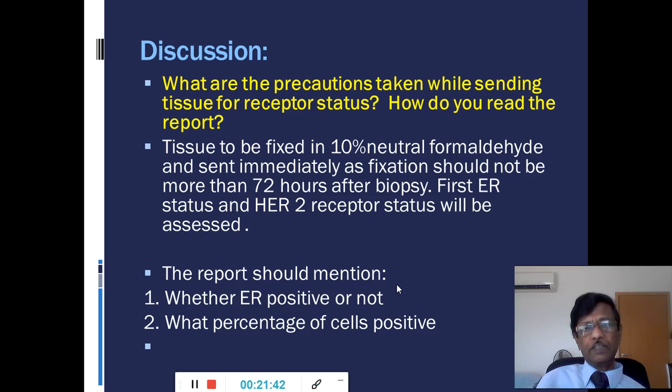First, ER status and HER2 receptor status will be assessed. The HER2 receptor status is usually reported between 10 to 14 days. It takes a longer time, whereas ER status depends upon the laboratory, and between 2 to 3 days it can be reported. The report should mention whether ER is positive or not first of all, then what percentage of the cells are positive, that is more important for our treatment.